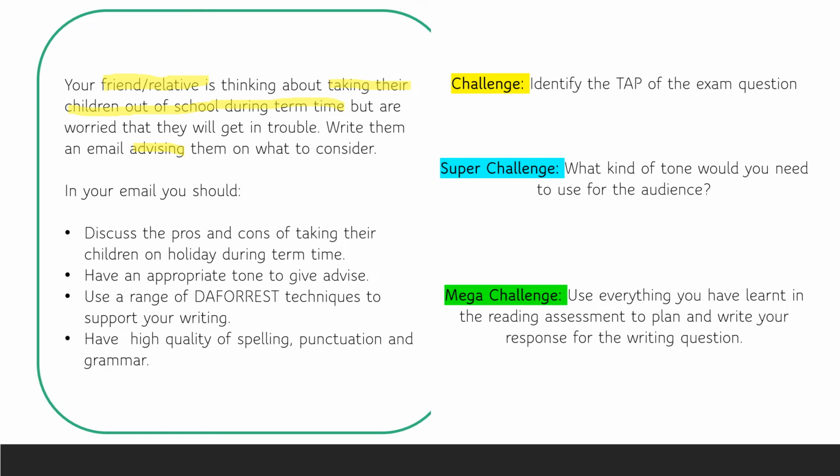Mega challenge. Use everything you have learned in your reading assessment to plan and write your response for the writing question. So if you haven't checked out the previous video, the video actually went through some really important information about the kind of rules and the kind of fines that are put in place if people do take their children away on holiday during term time. So what you can do is go back, watch the video where we went through the reading assessment, use the information that we gained there, and then apply it to the writing question as well.